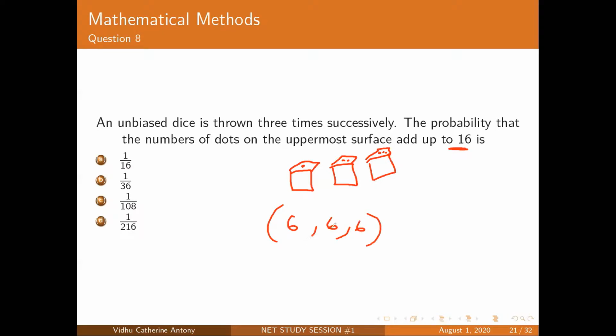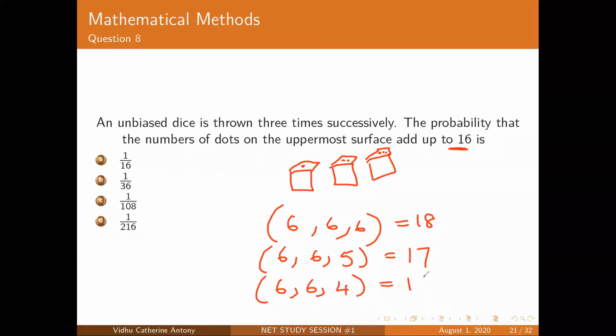Let me add this up and check how it's going to be. So 6 plus 6 plus 6 is equal to what? 18, right? Now let me subtract one of them. So 6, 6, 5 is what? 17. Okay, let me subtract another thing. So 6, 6, 4 should give me 16.